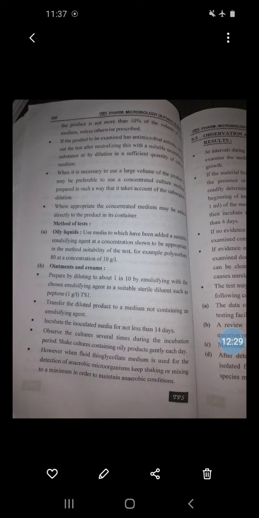Then ointment and cream: prepare by diluting to about 1 in 10 by emulsifying with a chosen emulsifying agent in a suitable sterile diluent such as peptone. Then transfer the diluted product to a medium not containing an emulsifying agent.